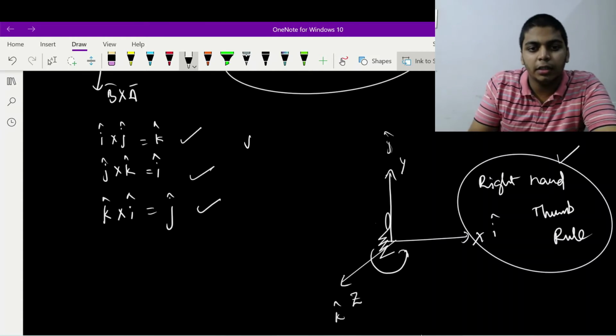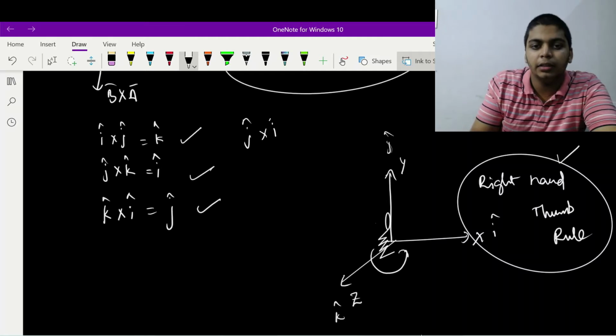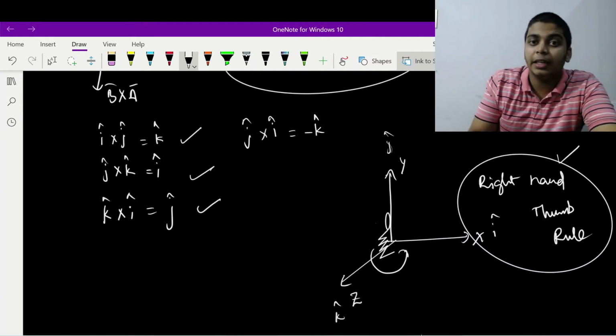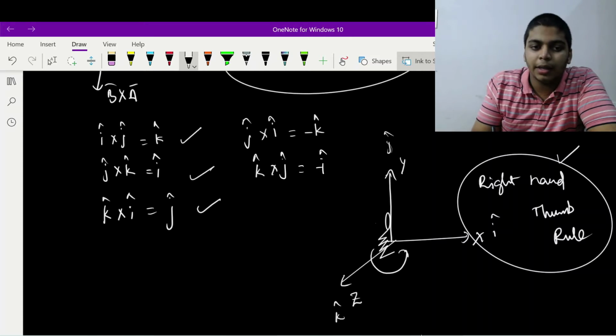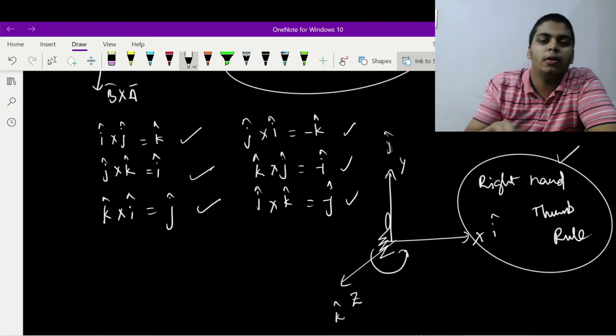And you can also try these combinations. j cross i is exactly the reverse. a bar cross b bar is the negative of b bar cross a bar, so it will be minus k, and k cross j will be your minus i, and simultaneously your i cross k will be your minus j. Okay, these are some basic properties.